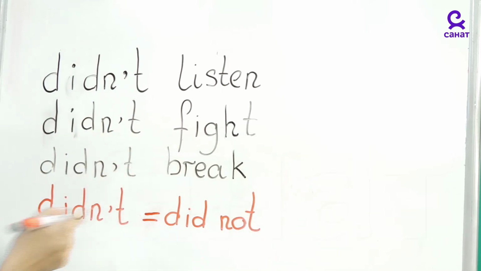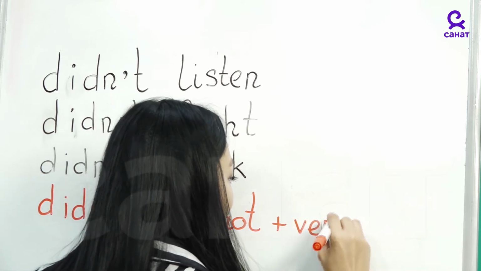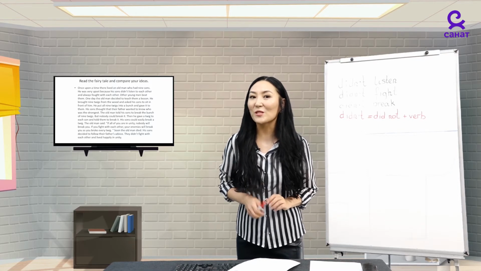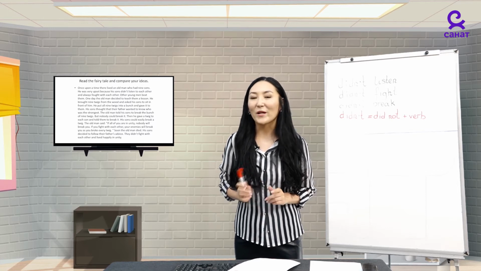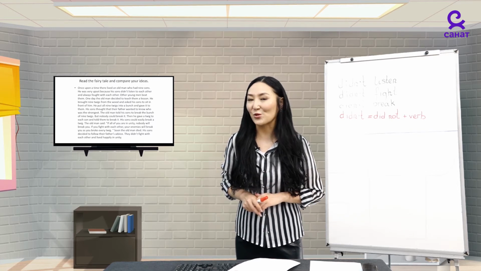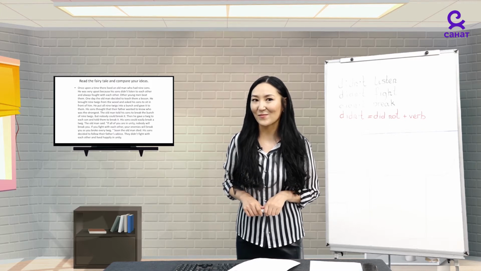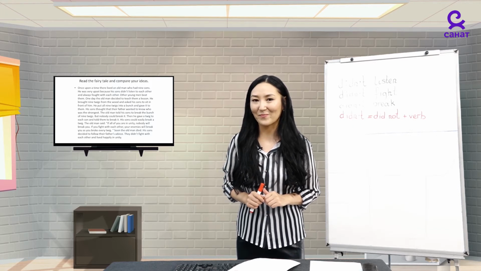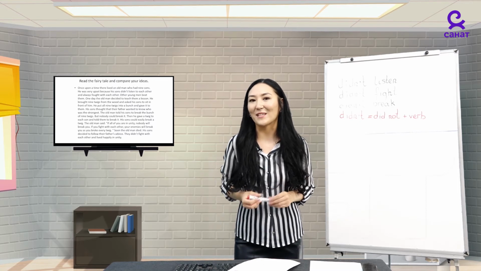And what comes after didn't? Right, verb. Okay, which form of the verb do we use after didn't? Yes, the first form. When I say brothers didn't listen to each other, is it a positive statement? No. Is it a negative statement? Yes. Was it true in the past or in the present? Right, in the past. So today's grammar topic is past simple negative.